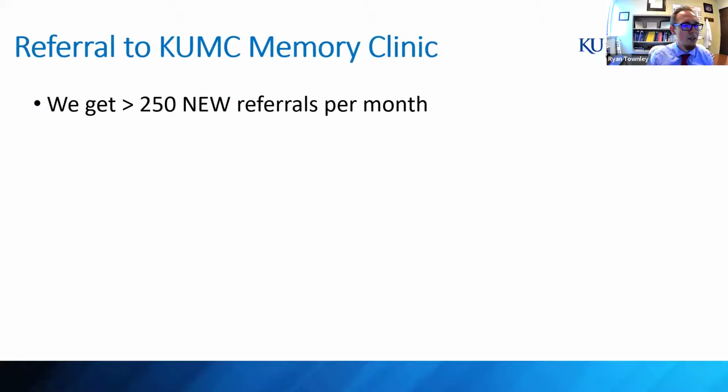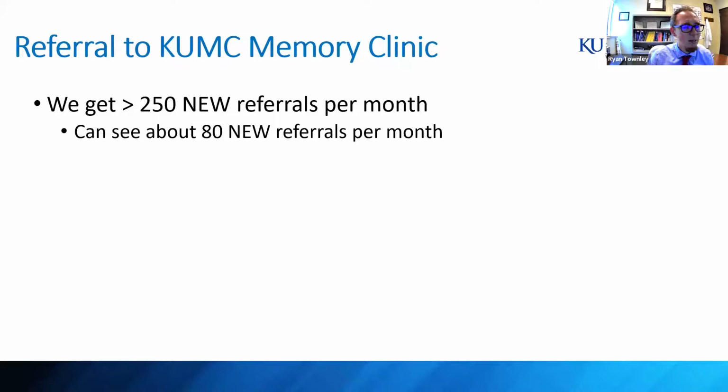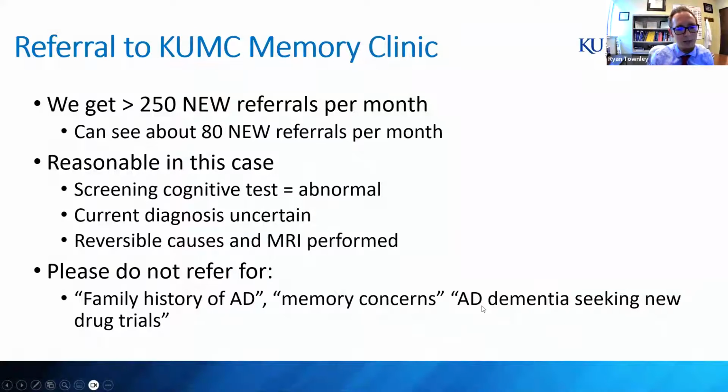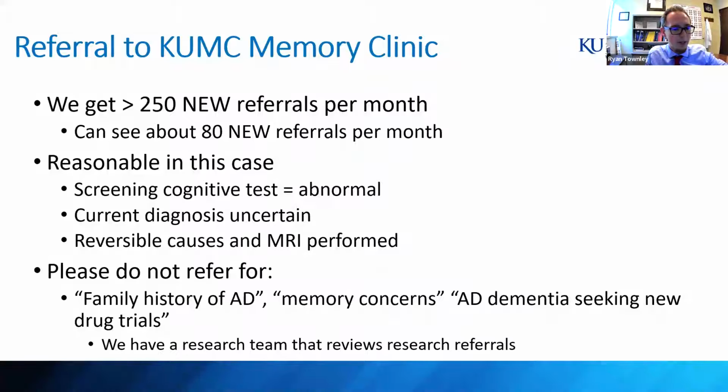And so just a couple background things about that. Last month we got over 250 referrals, and we can realistically see about 80 of those folks. So we have to really fine tune and basically prioritize certain cases. This would be a very reasonable case because, one, we documented that they have clear abnormal cognition, and that's an important piece. But the diagnosis is still uncertain. And those reversible things were looked into, which is an important part as well. We can't see patients with family history or subjective concerns. We just don't have the capacity. And then research referrals have their own pathway.